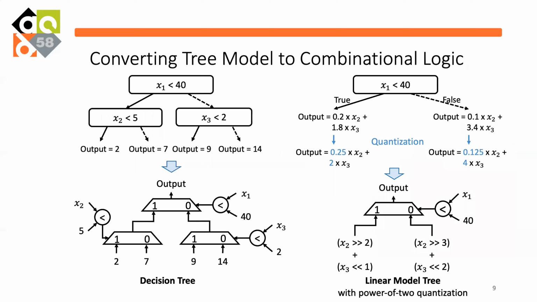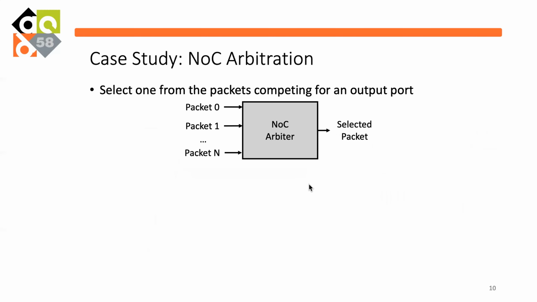Implementing the trees in hardware is pretty straightforward. Both decision trees and linear model trees can be implemented using an array of multiplexers and comparators. For linear model trees, we are also showing the power of two quantization, where the multiplications are implemented as shifts in the end. Our case study is a network-on-chip packet arbitration task.